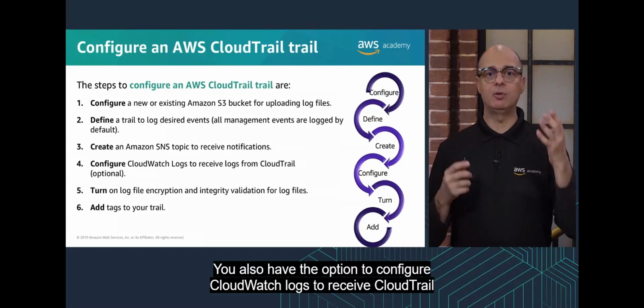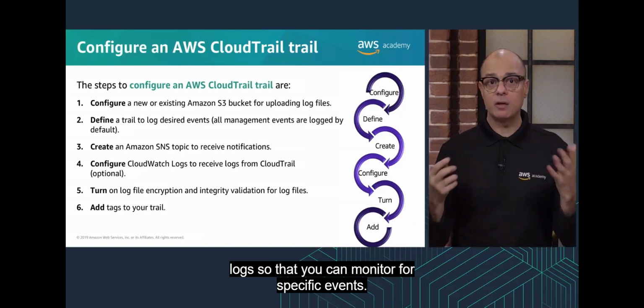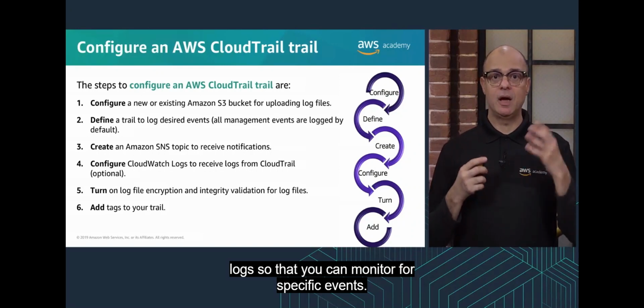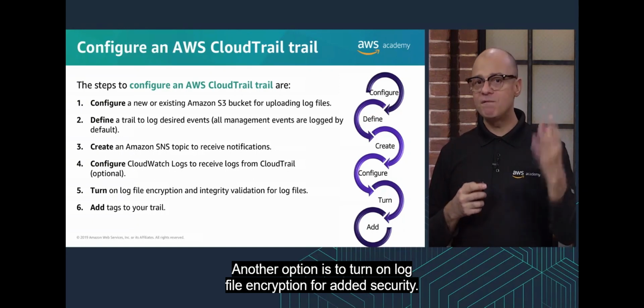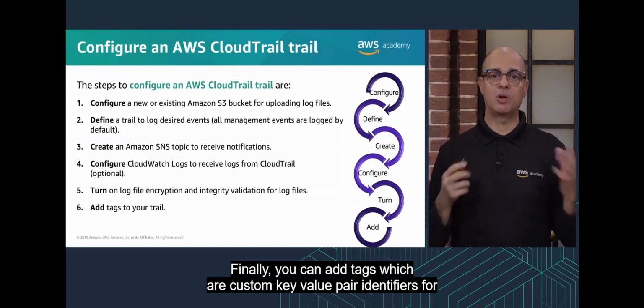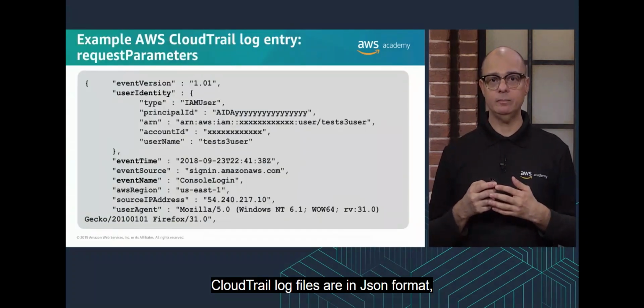You also have the option to configure CloudWatch logs to receive CloudTrail logs so that you can monitor for specific events. Another option is to turn on log file encryption for added security. Finally, you can add tags, which are custom key value pair identifiers for your audit trail.